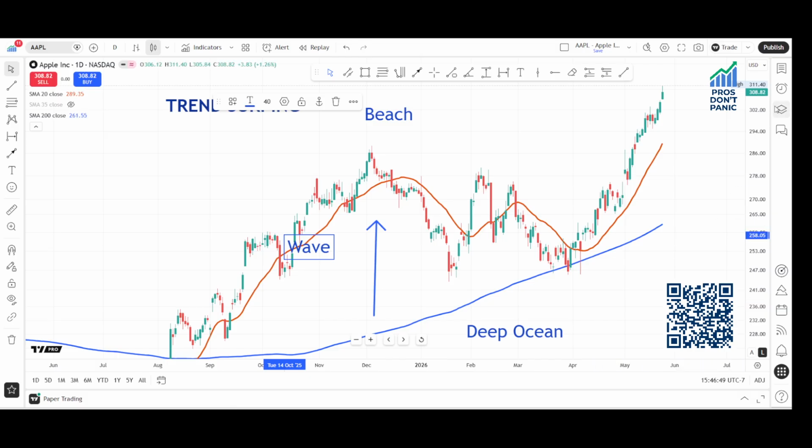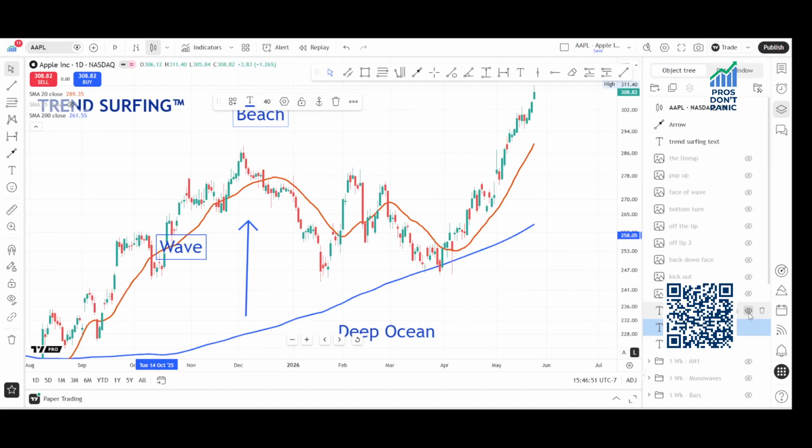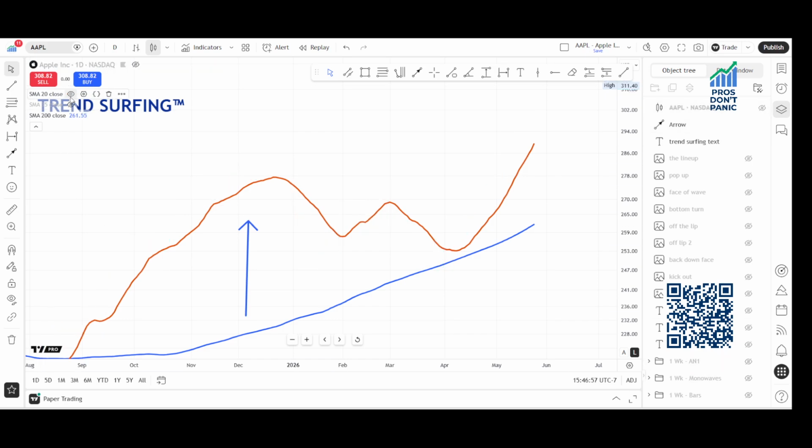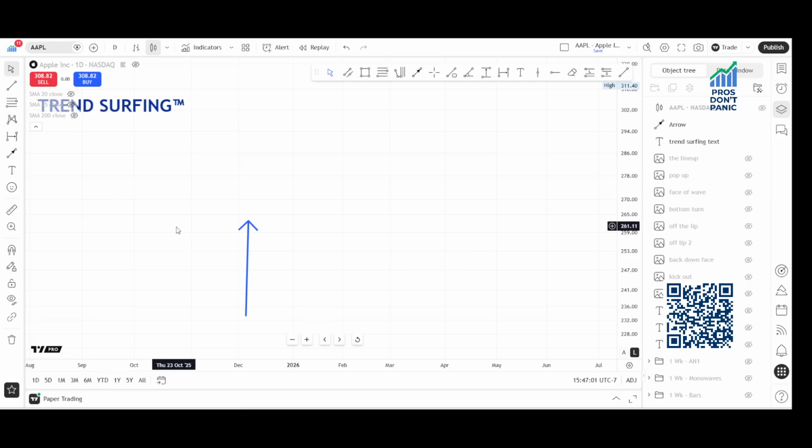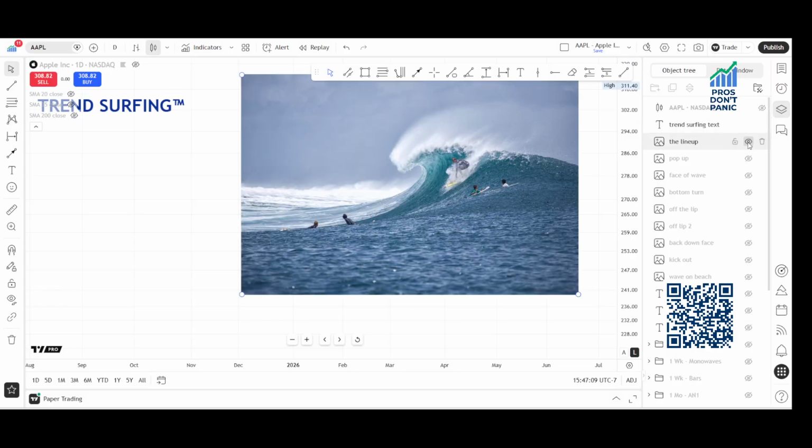So let's hide a few things and bring in a few things. I'm going to hide the market, and I'm going to hide my moving averages over here. I'll hide that one, and that one. Okay, let's get rid of this arrow. Now let's bring in the surfing analogy. I'm going to show you actual surfing, and then I'm going to show you the trend.